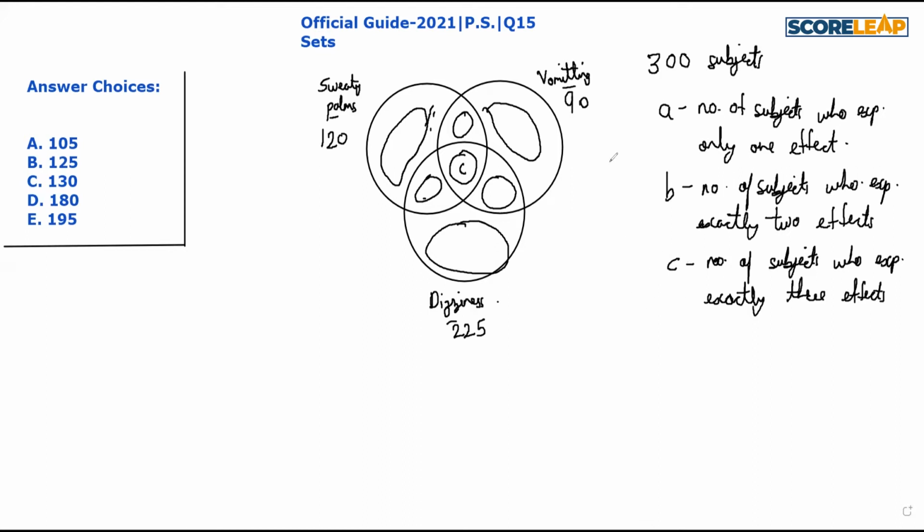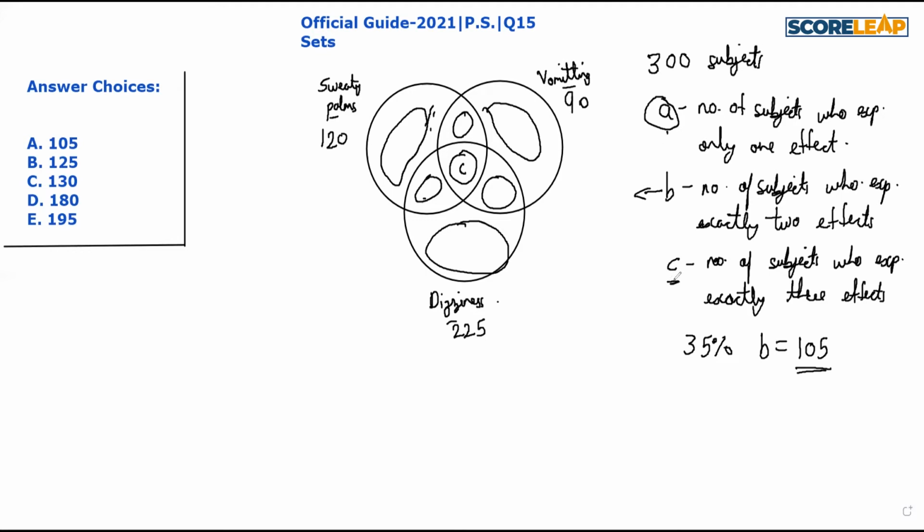They have also given one more piece of information: 35% of the subjects experienced exactly two of the events. That corresponds to this value B. So B can be given as 35% of 300, which equals 105. So 105 subjects experienced exactly two of the effects. Okay, so that is fixed. Now they have asked how many of the subjects experienced only one of these effects. So we need to find the value of A, but we don't know the value of C either.